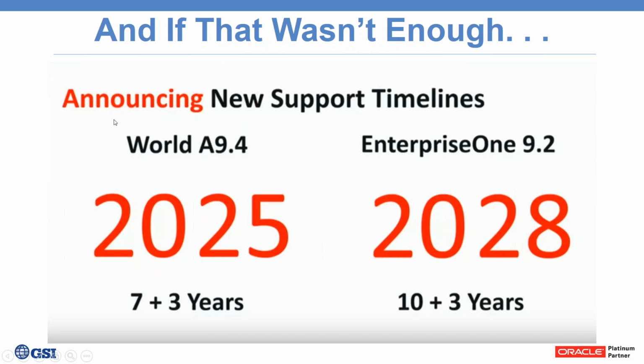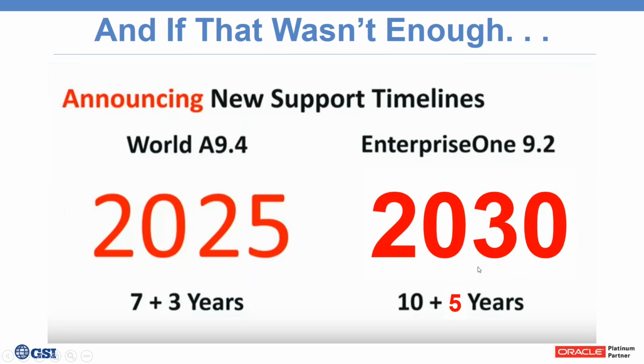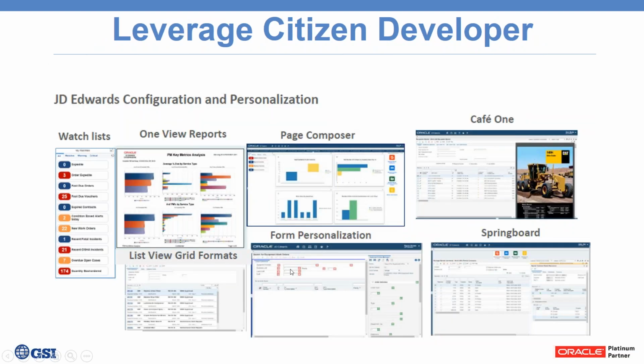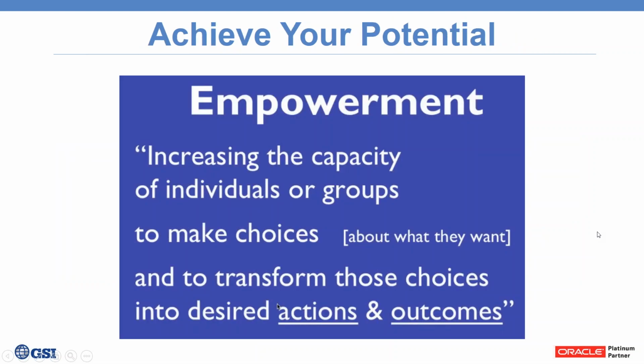And the nice thing about it is, when you go to Enterprise One 9.2, originally it was supported through 2028. Oracle has changed that now. 12 years. You will get 12 years of support if you get to Enterprise One 9.2. You will get all of these things that let you become a citizen developer, let you take control of how you need to work and how you need to act. You'll become empowered. You'll be able to make the choice you need to make so that you can achieve what you need to achieve.